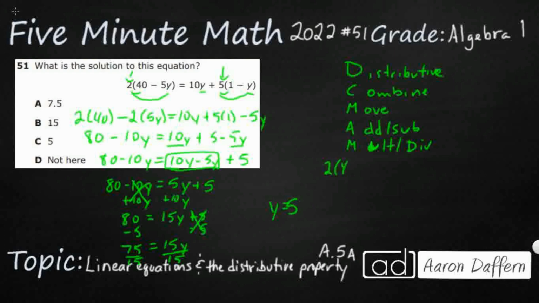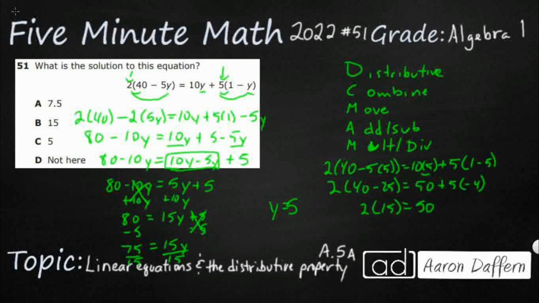2 times 40 minus 5, and then my y is 5, equals 10 times 5, plus 5 times 1 minus, and then my y is 5. All right, let's simplify. So this is 240 minus 25. 10 times 5 is 50 plus 5 times negative 4. So this is really 2 times 15 equals 50, and then 5 times negative 4 is negative 20. So 50 minus 20. Well, guess what? 2 times 15 makes 30. 50 minus 20 makes 30.